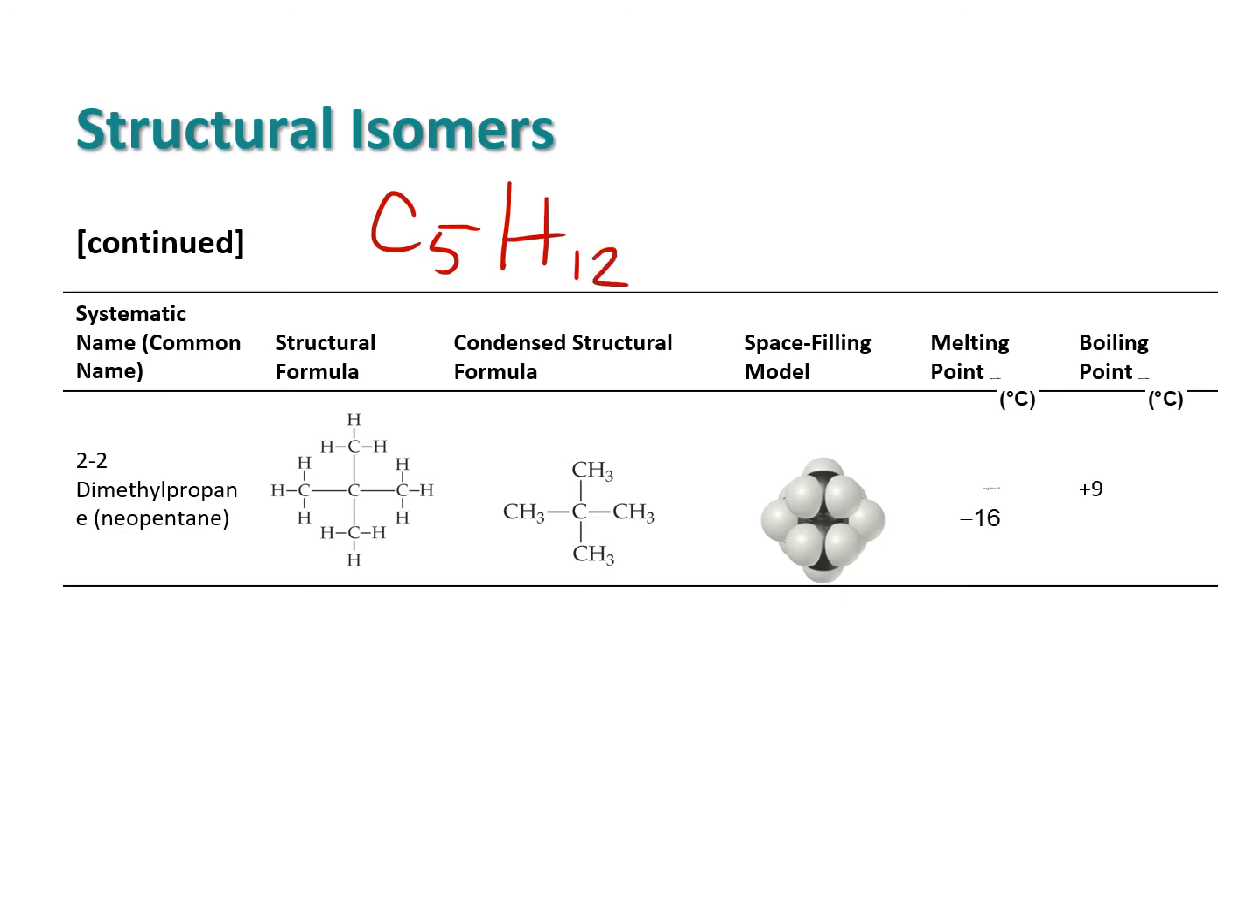And finally, we have one last example for C5H12. This is called neopentane. And notice that this is just a carbon with all the carbon groups attached to this one singular carbon. So it's like this giant ball of carbons, right? And it's completely different, again, completely different melting points and boiling points compared to the previous 2 isomers.